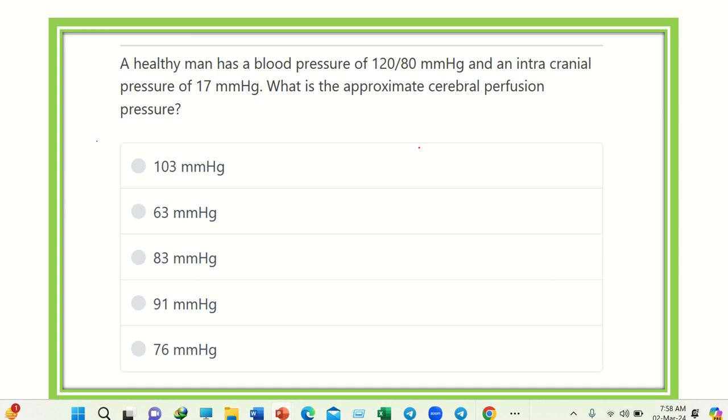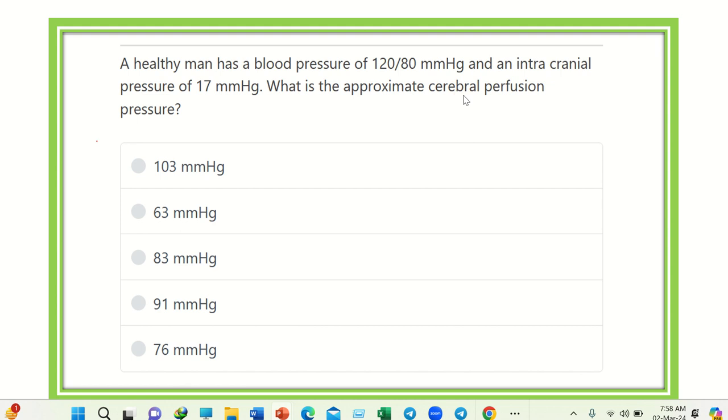Hi everyone, another important question regarding the physiology portion of MRCS. A healthy man has a blood pressure of 120/80 millimeter mercury and an intracranial pressure of 17 millimeter mercury. What is the approximate cerebral perfusion pressure?